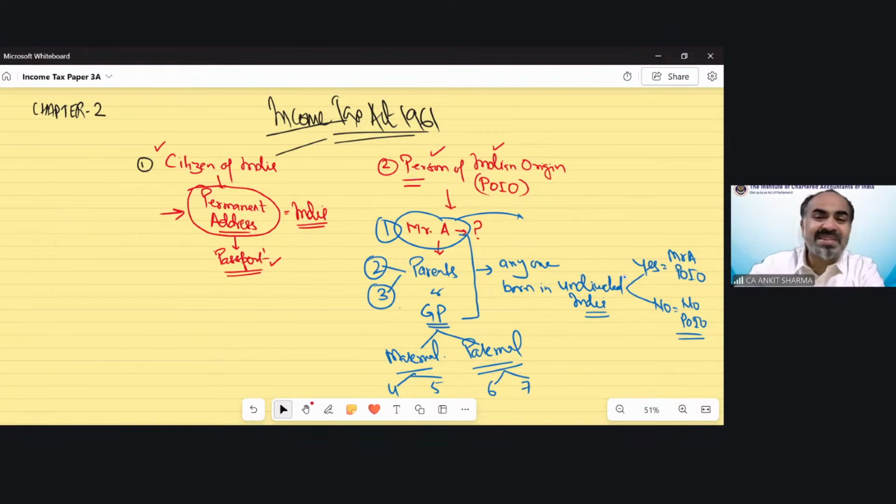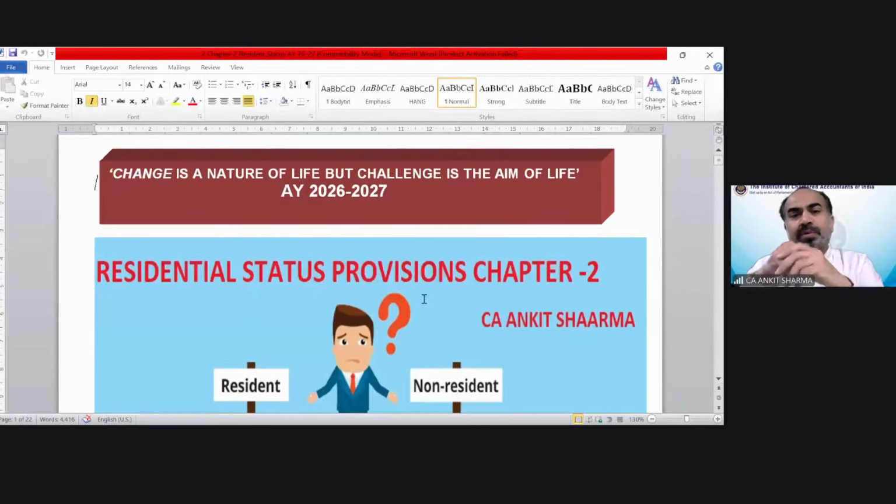So technically we are saying if, out of these seven persons, anyone was born in undivided India, before 1947, before the partition of India, in that case you will be treated as a person of Indian origin. Clear? So these two words were important. These are going to impact our provisions. That's why we discussed these words initially. So the provisions from the notes we are going to discuss.